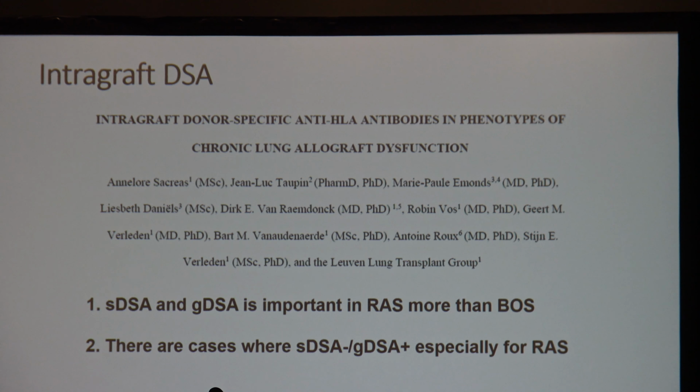So he has a study that is currently in press looking at intragraft DSAs and the phenotypes of CLAD, so RAS and BOS. And the two take-home messages here were that a serum DSA and the graft DSA were important in both RAS and BOS, and more so in RAS than in BOS. And that there were cases, especially for RAS, where you were serum DSA negative, but graft DSA positive.